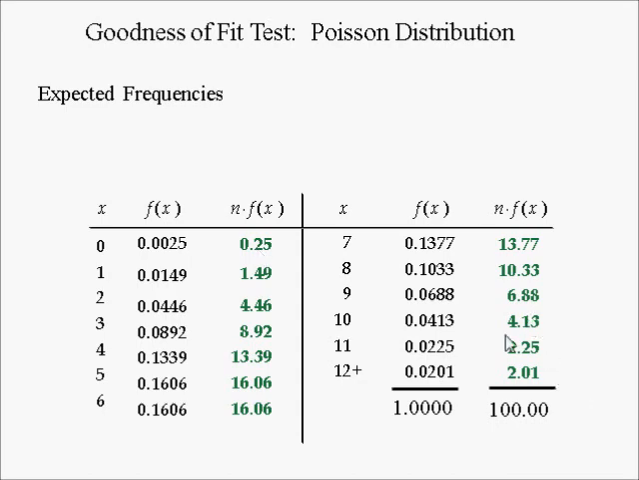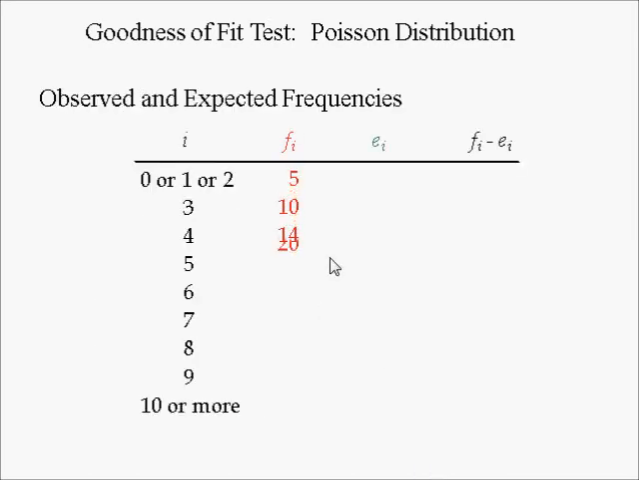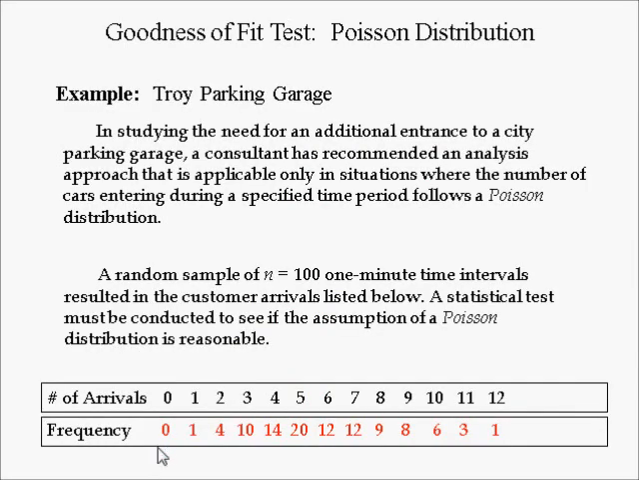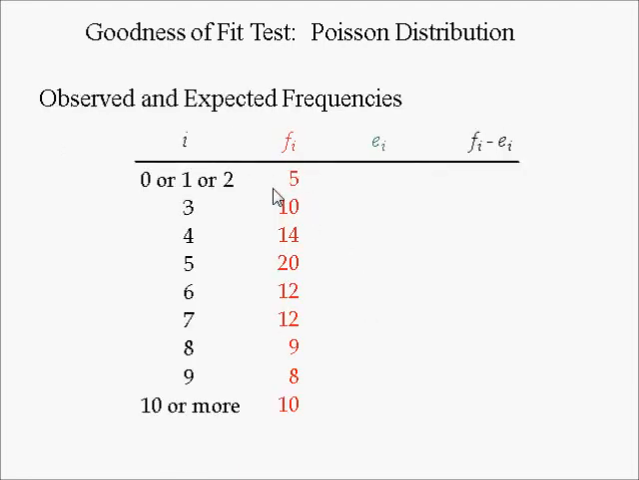We're going to do the same thing down here. We have to add these 3 up because this is not 5, this is not 5, and this is not 5. So we have to create a category called 10 or more. So the observed frequency of 0, 1, or 2 is 5. How do we get to 5? Well, let's go back in time. See here, the observed frequency of 0 arrivals, 1 arrival, or 2 arrivals is 4 plus 1 plus 0, or 5.